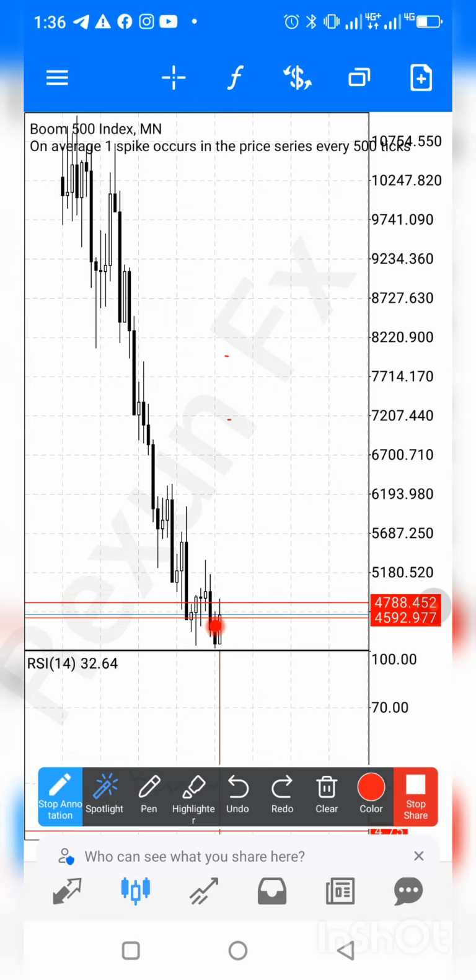So this is a strategy that I like to use for the fast pace instruments. Unlike Boom 1000, I would like to always check the overriding trend for Boom 500. Now we can see that there has been a continuous movement downwards, continuous movement creating lower lows, new lows, you know.